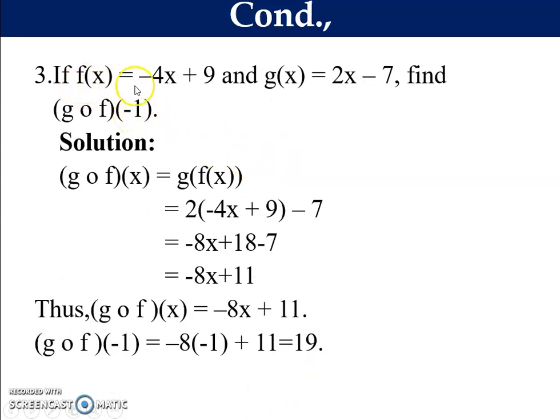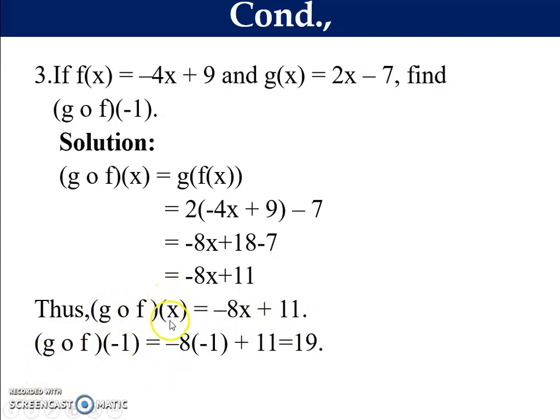Third problem: if f(x) = -4x + 9 and g(x) = 2x - 7, find (g composite f)(-1). (g composite f)(x) can be written as g(f(x)). That is, in g, we have to replace x with the function f(x). So I can write 2x - 7, and in this I replace x with -4x + 9. On simplification, I get -8x + 11. So (g composite f)(x) is -8x + 11.